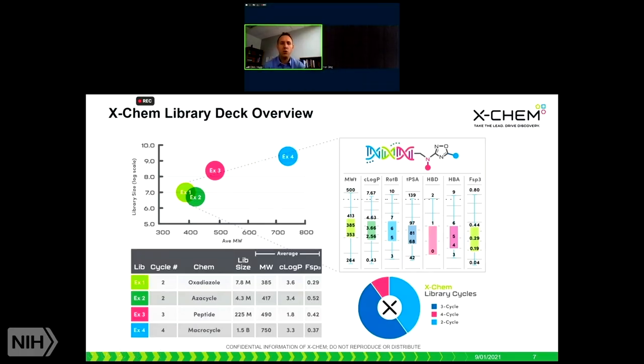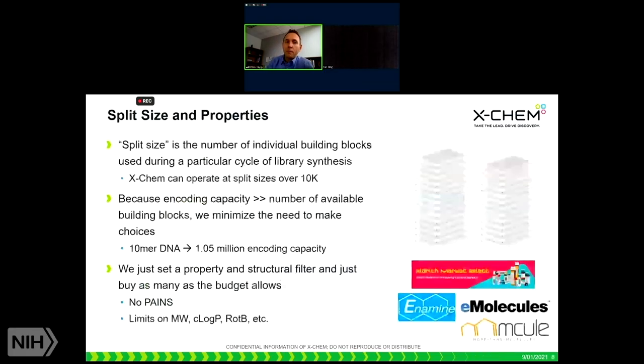If we focus on 2 cycle libraries, how do we get the most out of that? How do we maximize the potential of a 2 cycle library? It all comes down to the split size. It's the number of building blocks you can incorporate into your library for each particular cycle. We can operate at split sizes over 10,000, and this isn't a problem. The encoding capacity is well beyond the number of building blocks commercially available, so we don't have to make choices on building blocks based on the encoding capacity.